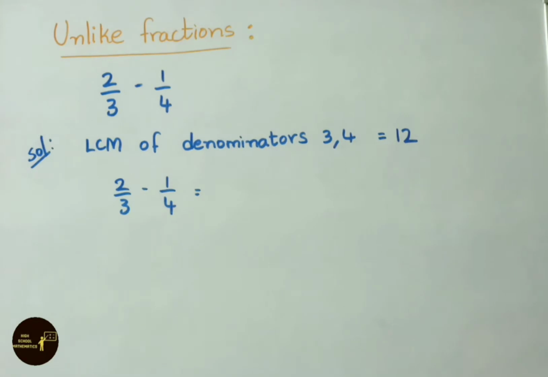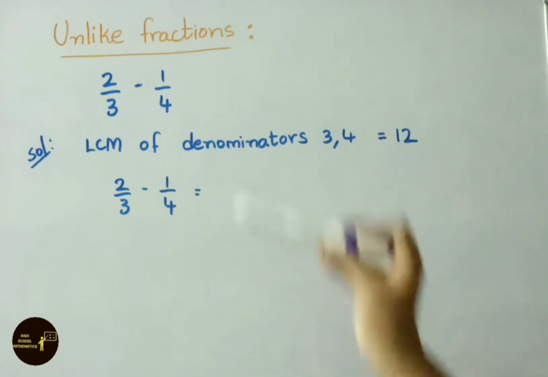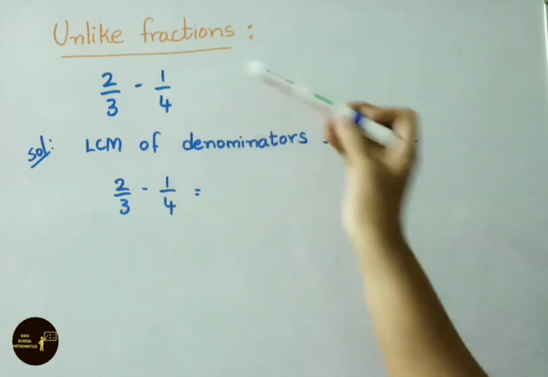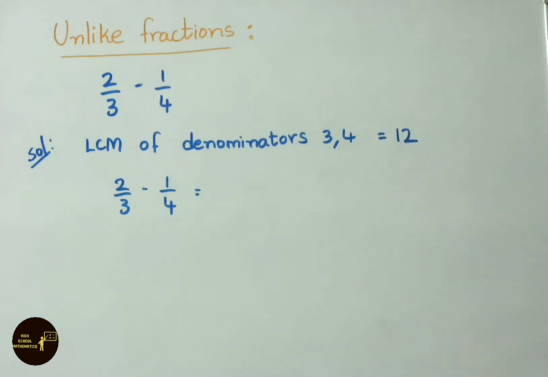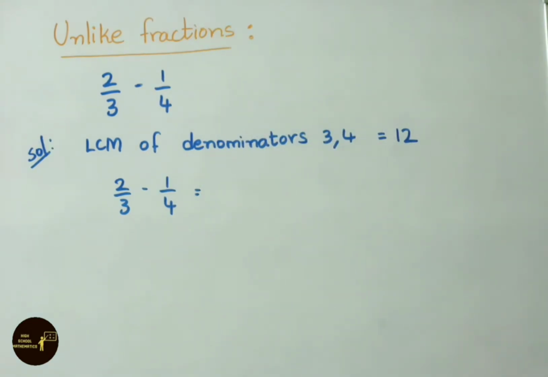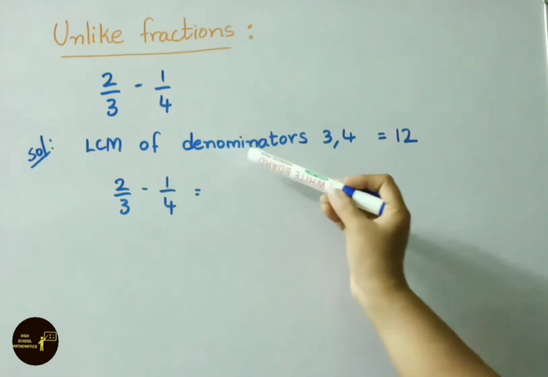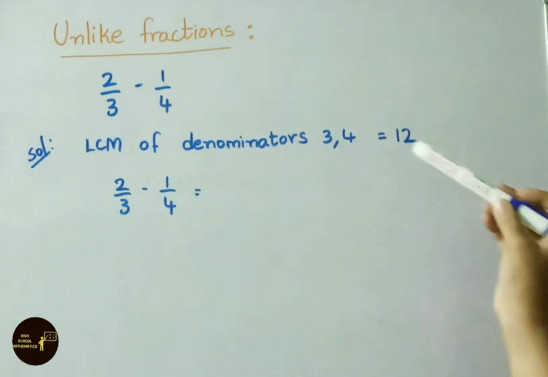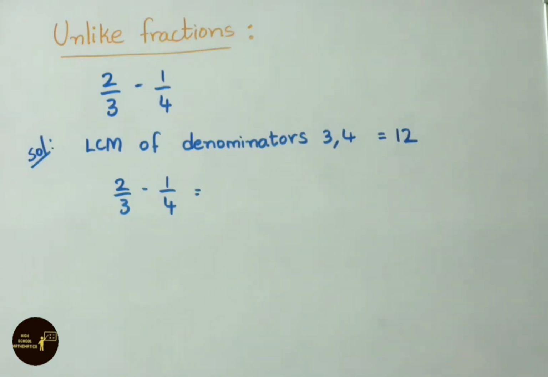Let us see how to solve unlike fractions. Unlike fractions means the given fractions will be having different denominators. See the example 2 by 3 minus 1 by 4. First we have to do LCM of denominators 3, 4. 3 and 4's LCM is 12. Why? Because here there are no common multiples in both of them. So we shall multiply 3 4s are 12.